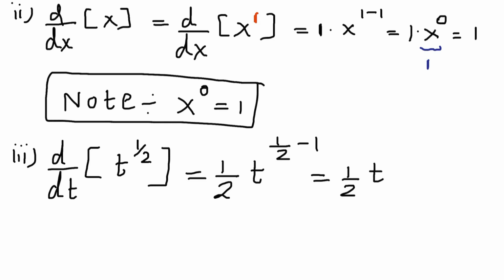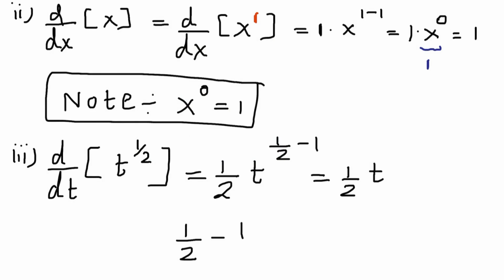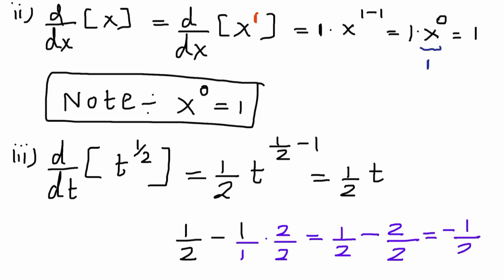Now I have to simplify this exponent, so I'm going to do it separately. 1 half minus 1, and we have to make the common denominator. So I'm going to multiply the numerator and the denominator of 1 by 2. Then we get 1 half minus 2 over 2. That gives negative 1 half. So the final answer is 1 half times t to the power negative 1 half.